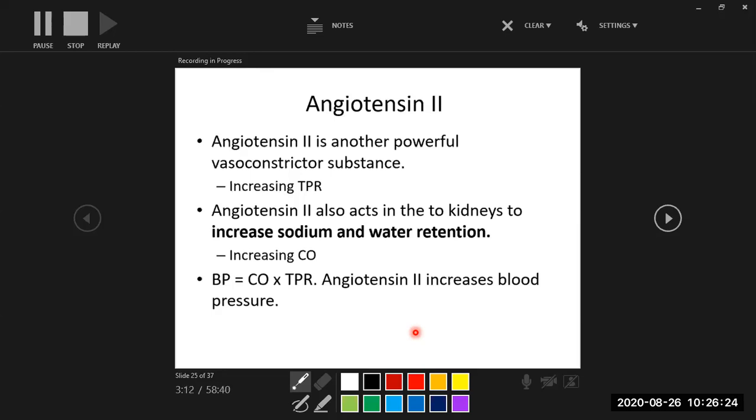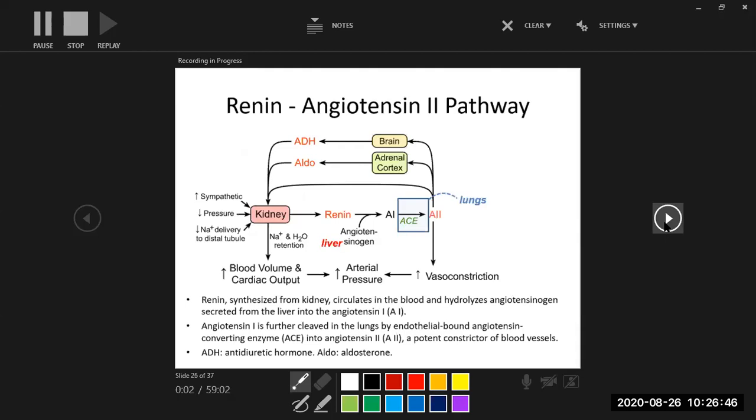Another option is to target angiotensin II, to reduce the production of angiotensin II. So how is angiotensin II released? What's the mechanism for angiotensin II to increase or decrease? This leads to a very important pathway, the renin-angiotensin II pathway. This pathway may first seem complicated, but it's truly very important that you must know.